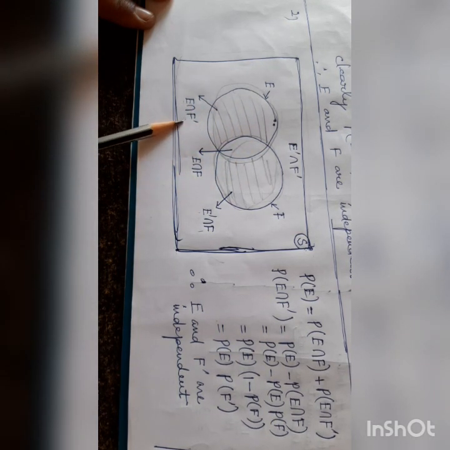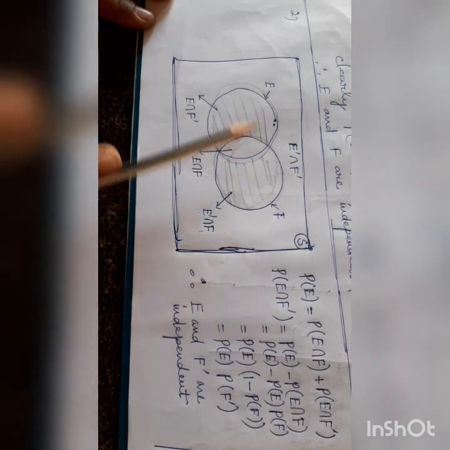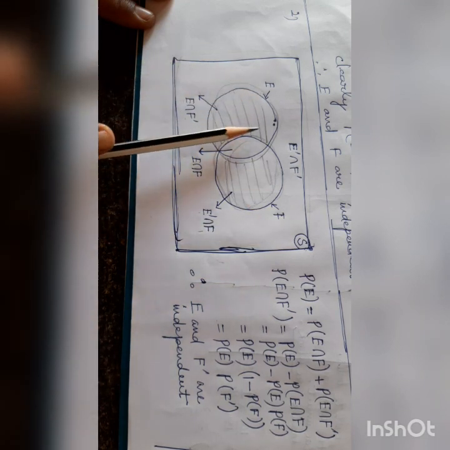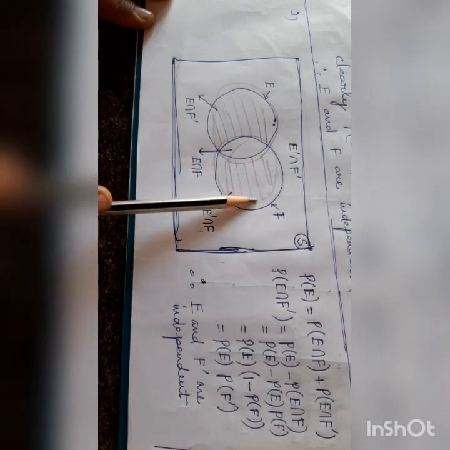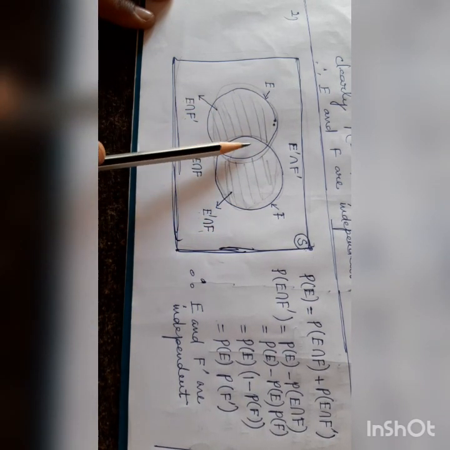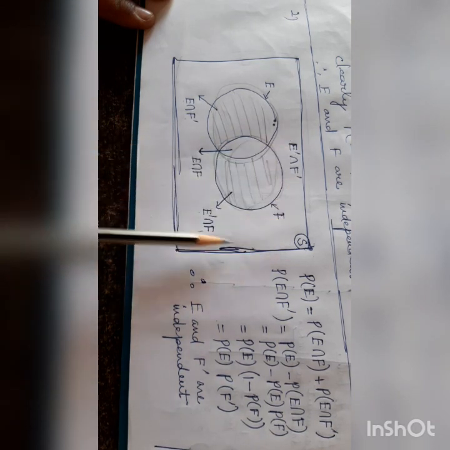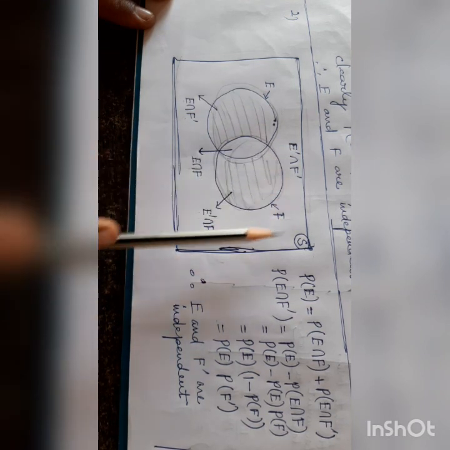F dash means this is F, remaining F dash. So that F dash and E intersection portion. Intersection means common portion. This only, no. This is this only, no. This is intersection F, no. Totally this is E dash intersection F dash, no.